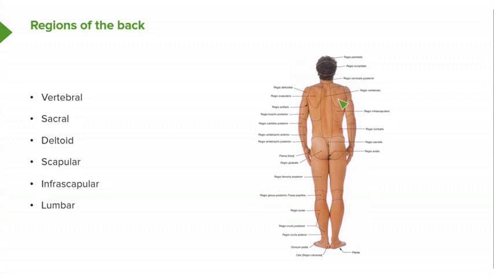The infrascapular region is defined by this area of real estate, as well as over and through here. And then lastly, we have the lumbar regions of the back. So here's the one on the left side of the body. Here's the one on the right side of the body.